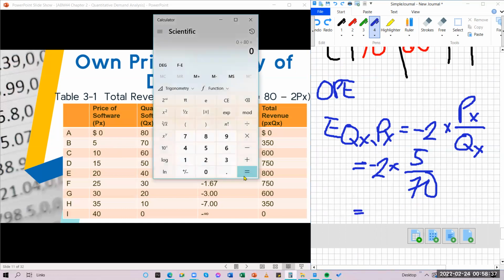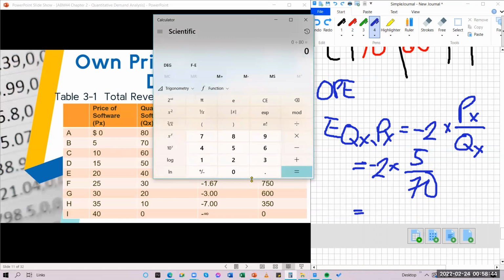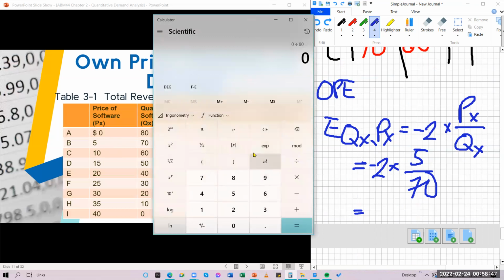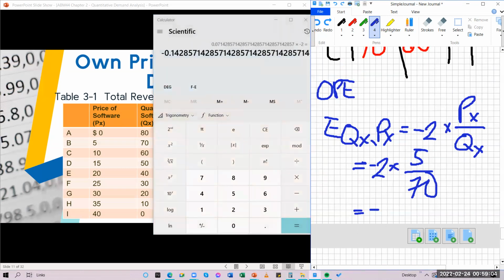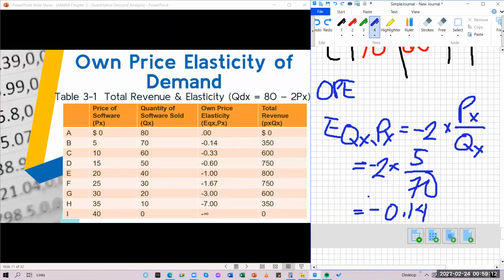So let's solve it using our small calculator, so it is clearer for you. We have 5 divided by 70, which is 0.0714, multiplied by negative 2, and we will have a negative 0.14. Let's stick to two decimal points as per our table.